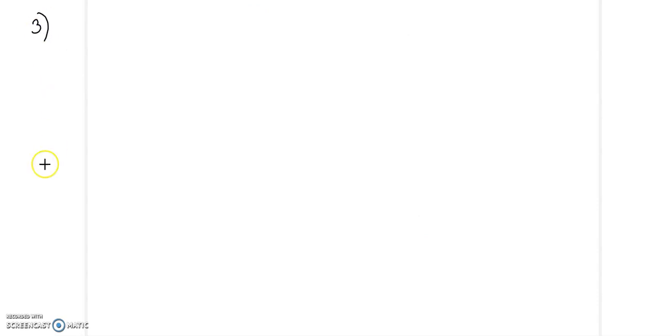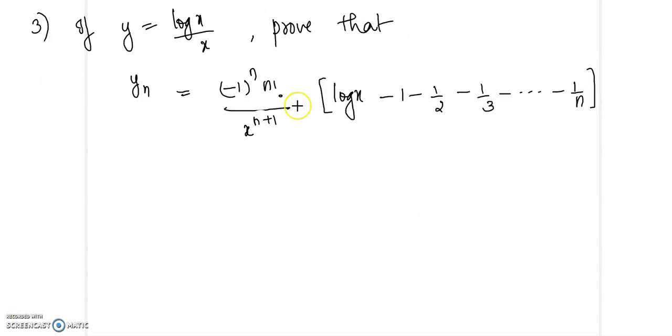Now let us look at another problem. Given the function y equal to log x by x, we need to prove that yn equals minus 1 whole raised to n into n factorial by x raised to n plus 1, log x minus 1 minus 1 by 2 minus 1 by 3 etc. minus 1 by n. So we are given the function y equal to log x by x, and we are asked to find yn.